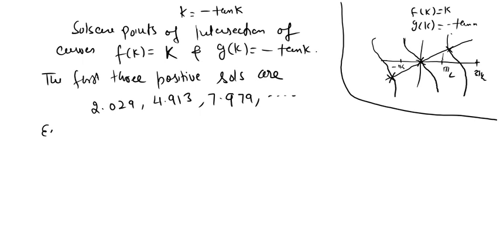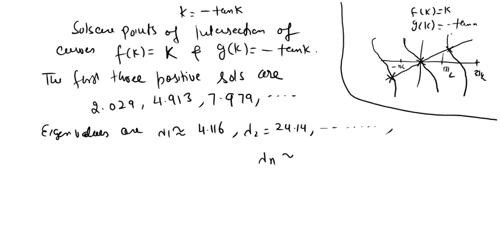So the eigenvalues are, first one is nearly 4.116, second is 24.14, etc. And there is a rough approximation, that is lambda n approximately ((2n minus 1) by 2 pi) square for larger n. For example, lambda 3 is nearly 63.66, etc. For larger n you can replace k with an odd multiple of pi by 2.